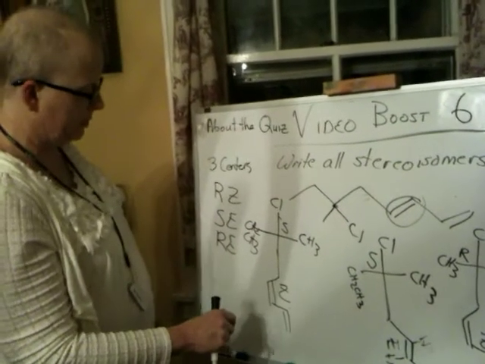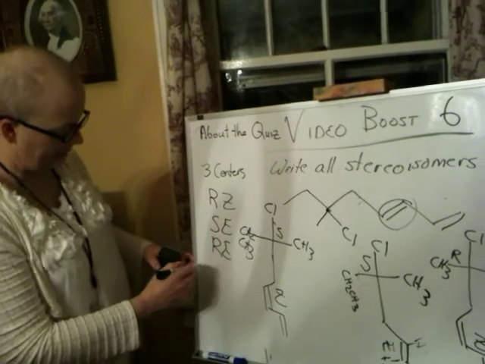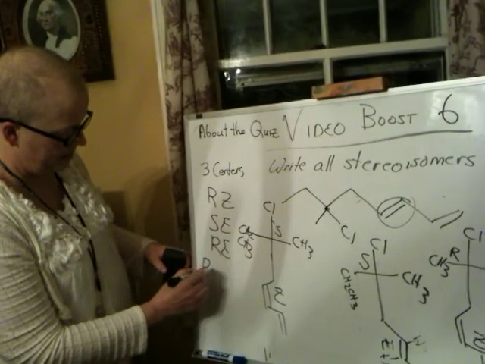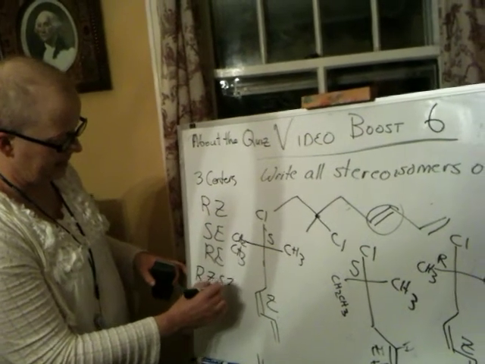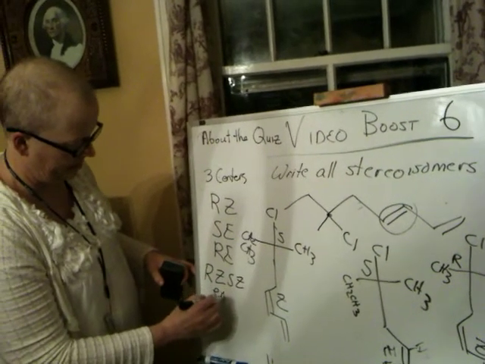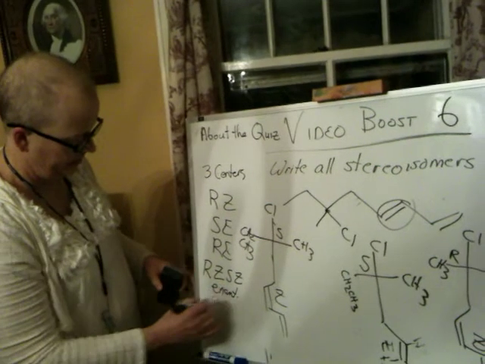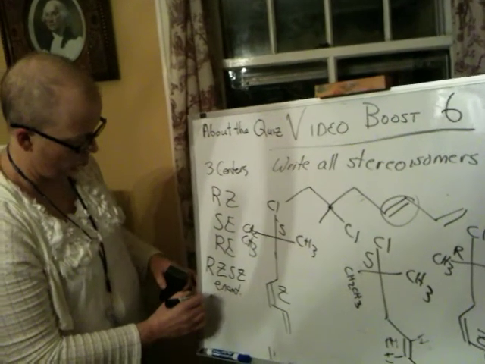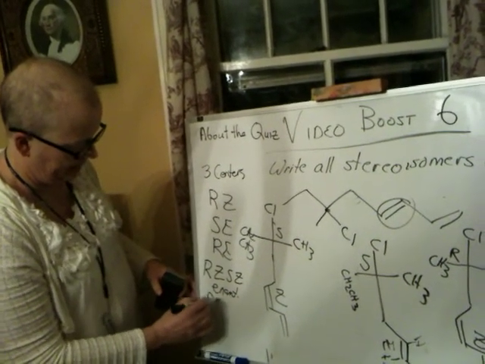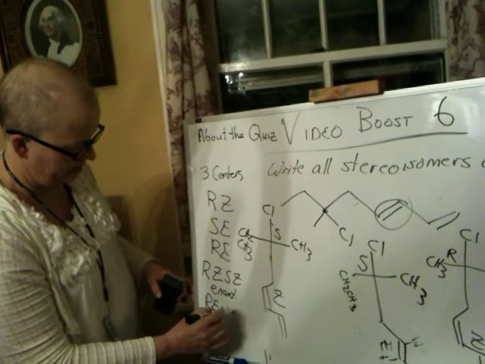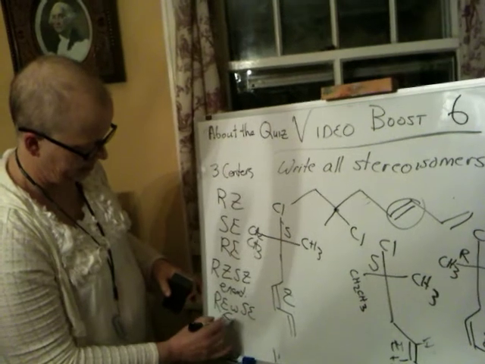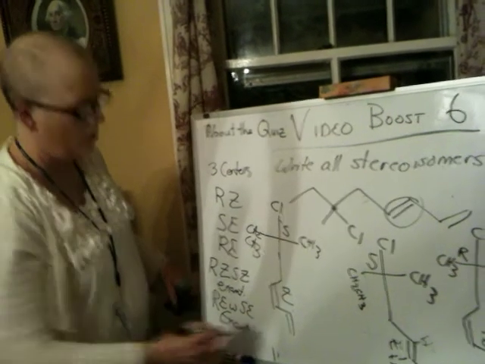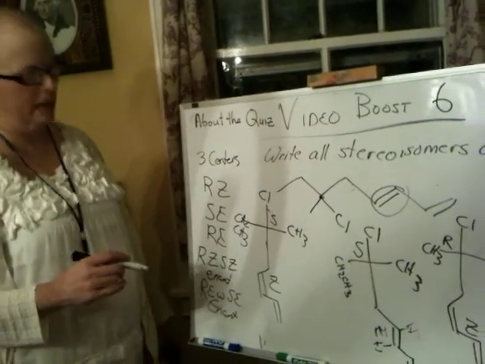What are their relationships? Okay. R,Z with S,Z are enantiomers. R,E with S,E are enantiomers. All other relationships are diastereomeric.